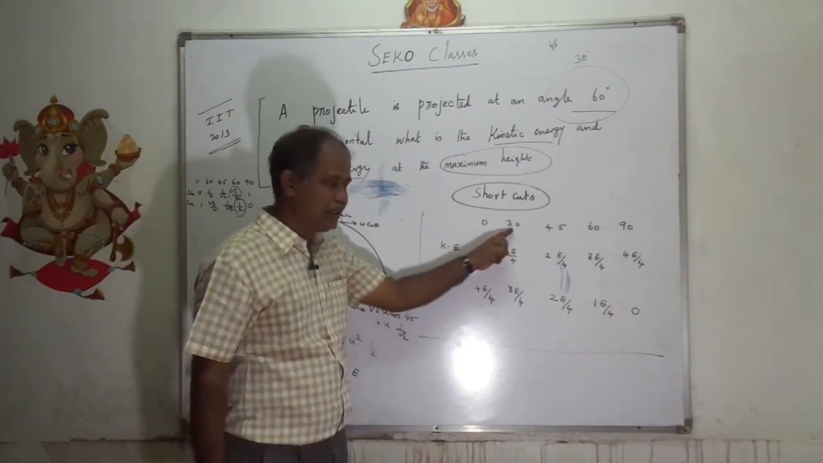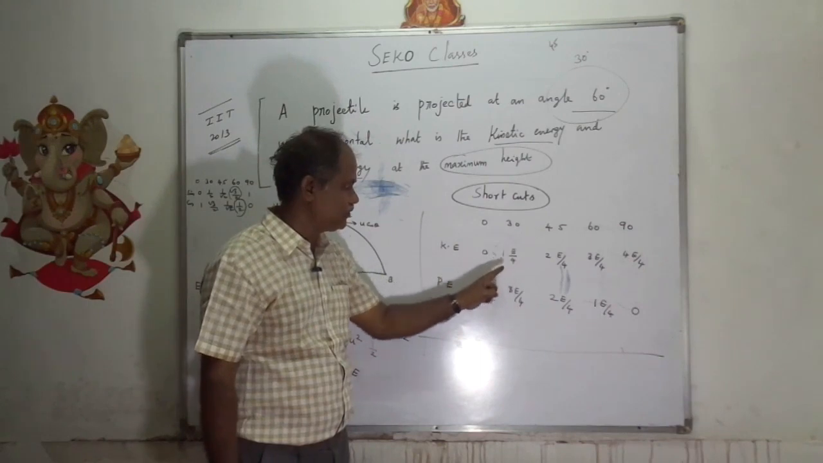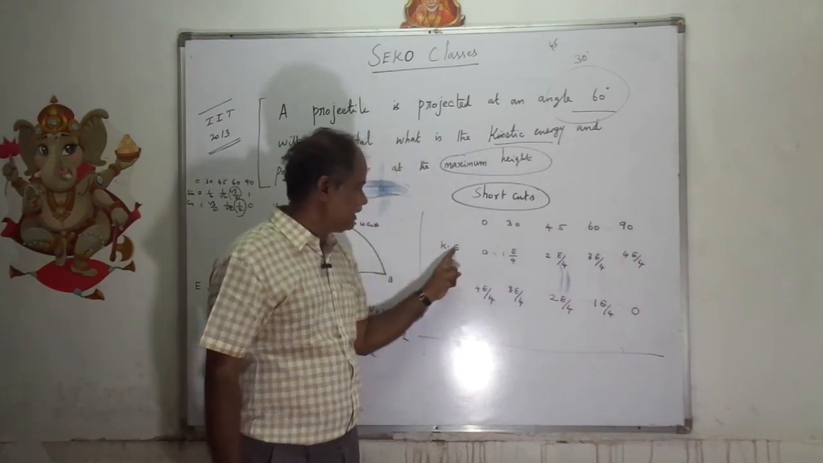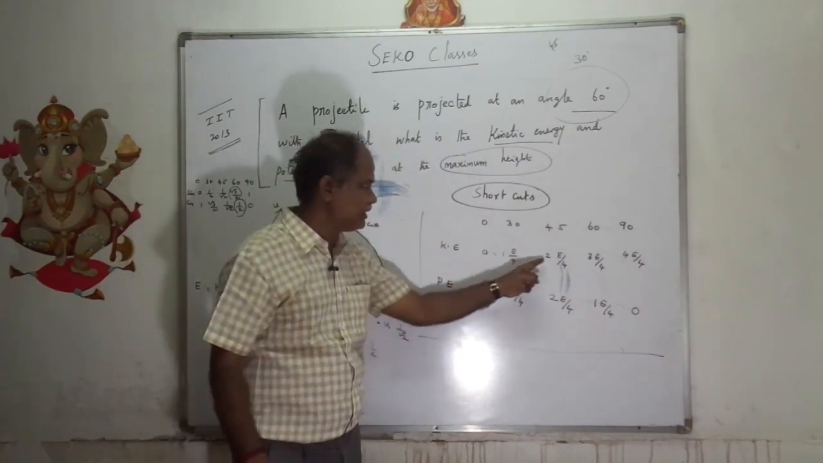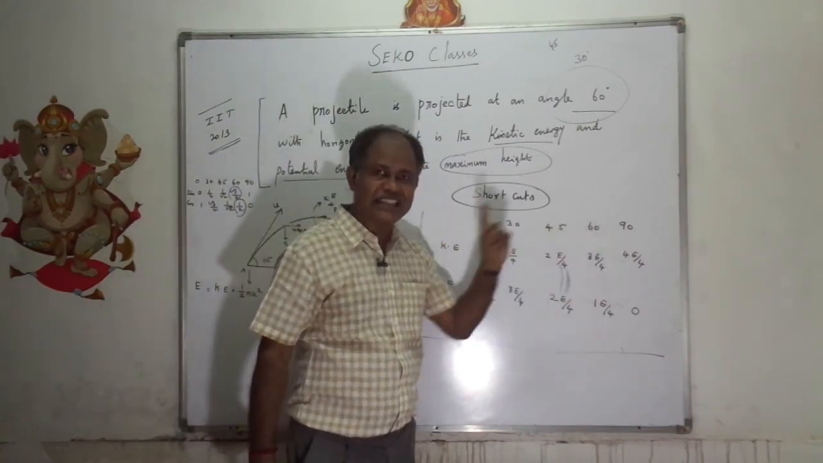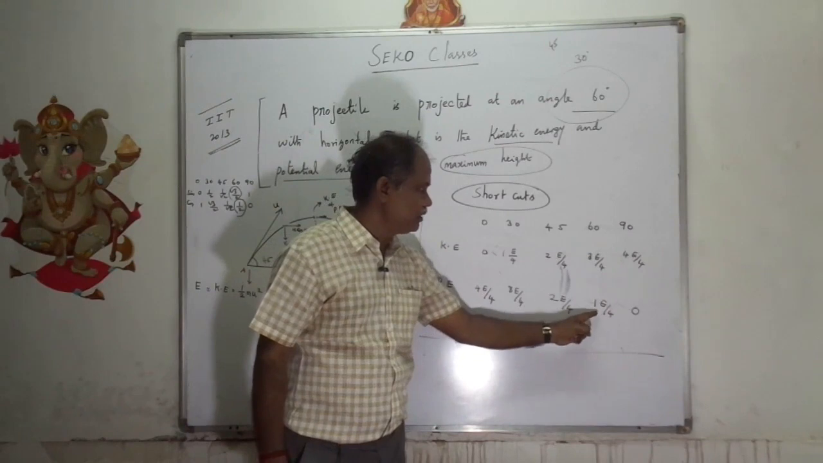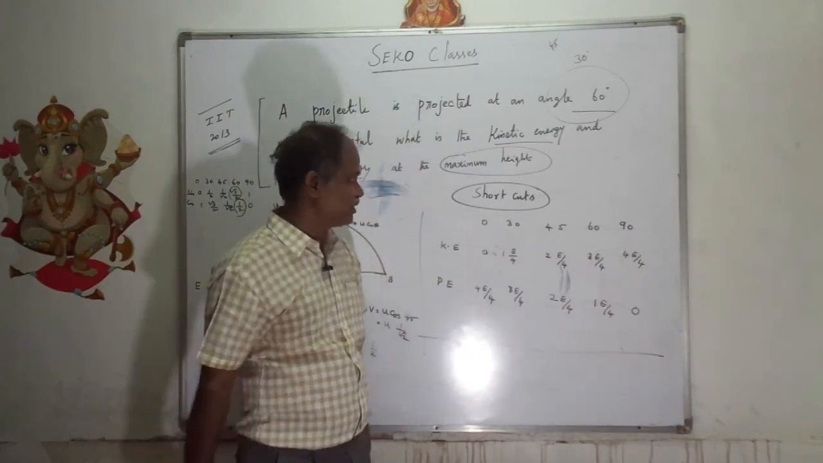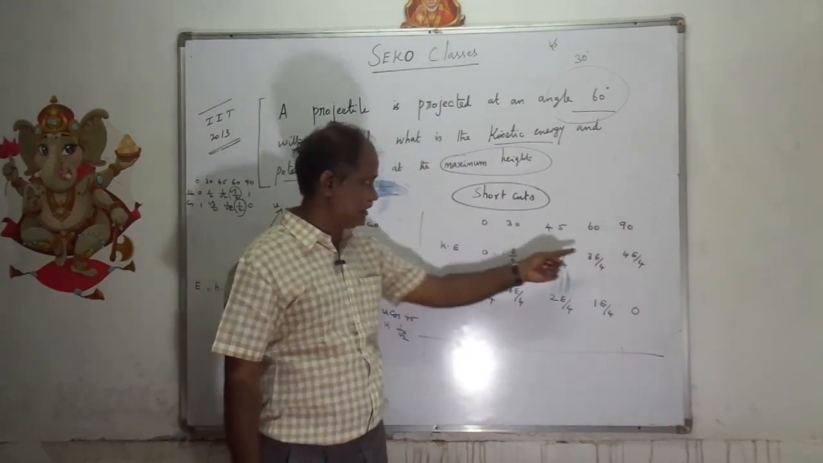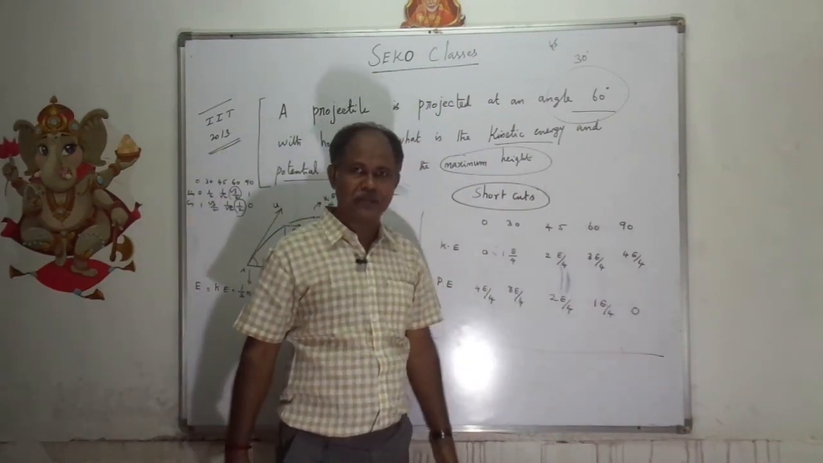Angle of projection 30 means kinetic energy is 1 E by 4 and potential energy at its maximum height is 3 E by 4. For example, angle of projection 45: the kinetic energy and potential energy at its maximum height are 2 E by 4 and 2 E by 4. Angle of projection 60: the kinetic energy and potential energy at its maximum point are 3 E by 4 and 1 E by 4. Angle of projection 90 degree: straight up, the kinetic energy is 4 E by 4, the maximum value, and potential energy is 0.